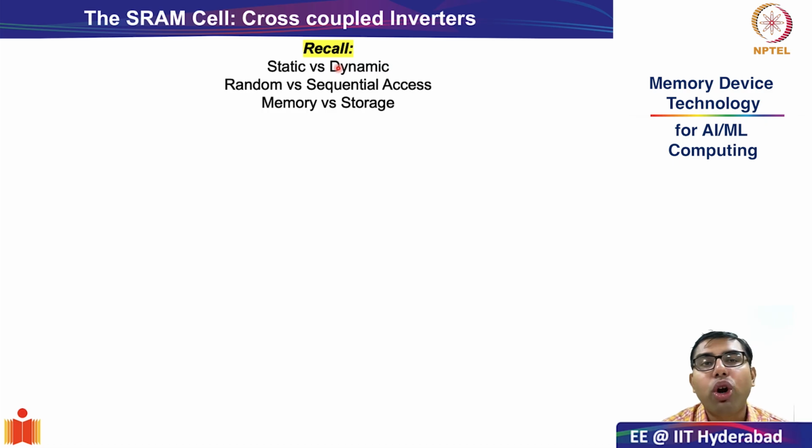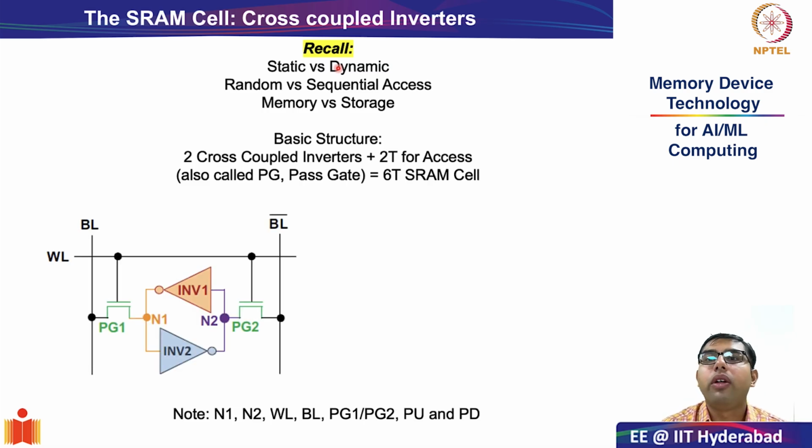The final thing that we want to discuss is that this is essentially a memory element, not storage, because it is catering to the immediate needs of the CPU's computing data. Okay, so with this, let us look at the basic structure of the SRAM cell. So here we have indicated the basic structure of the SRAM cell.